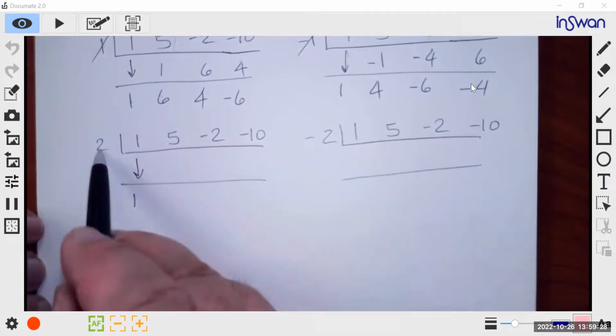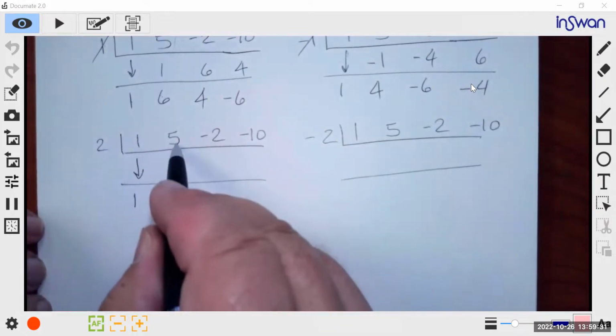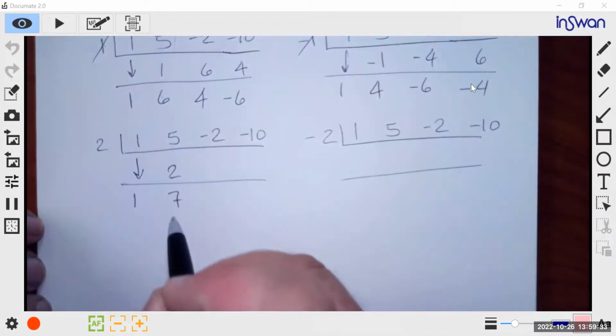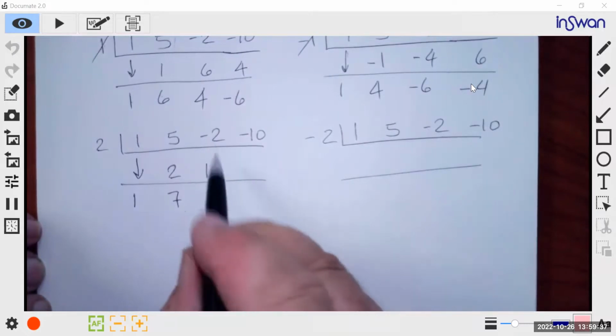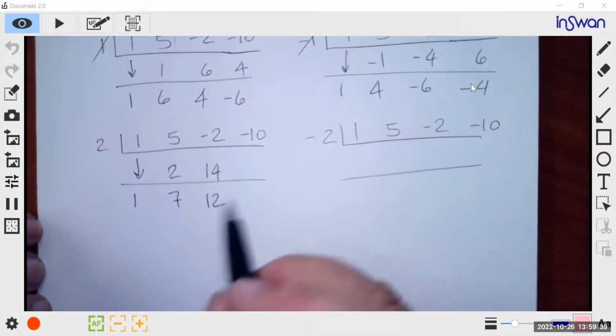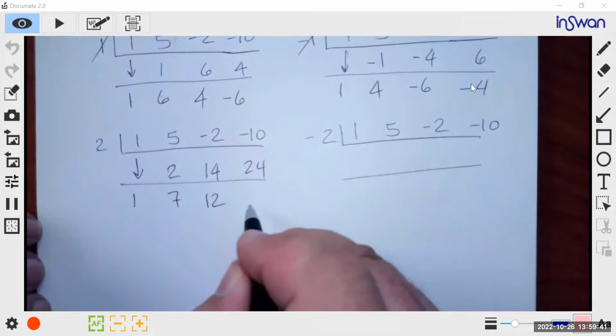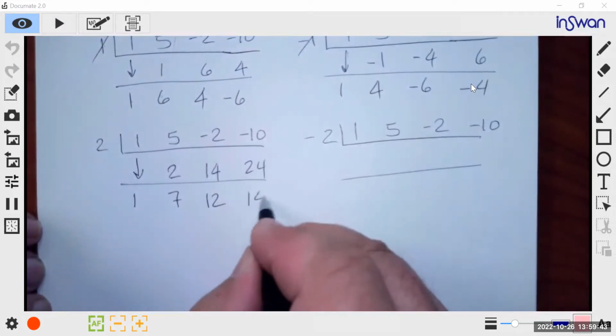Repeat the process. 1 times 2 is 2. 5 plus 2 is 7. 2 times 7 is 14. 14 minus 2 is 12. 2 times 12 is 24. 24 minus 10 is 14. Nope.